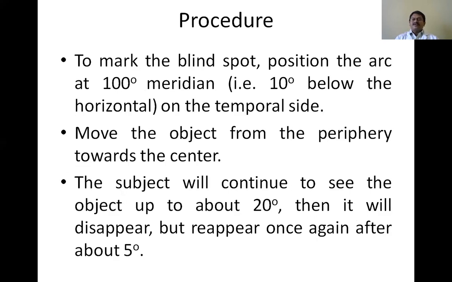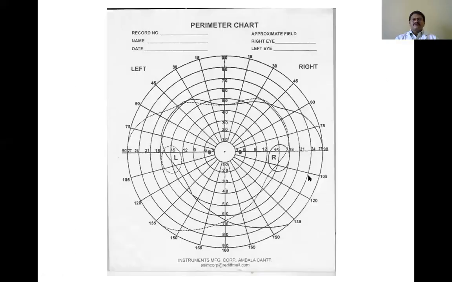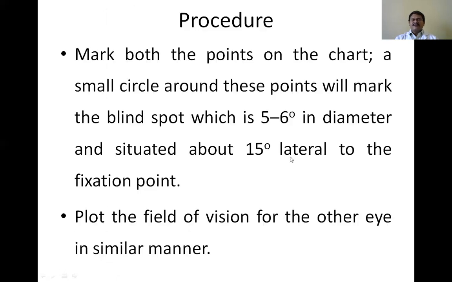It is an oval shape, measuring vertically 7 degrees and horizontally 5 degrees. This is the blind spot: vertically 7 degrees, horizontally 5 degrees. Mark both points on the chart, and a small circle around these points will mark the blind spot.